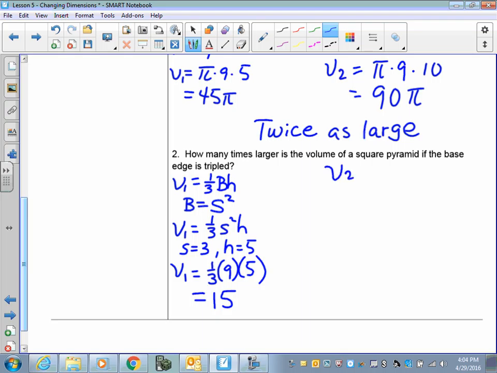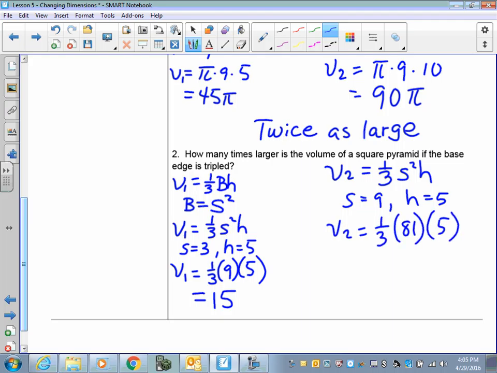All right, so let's look at the volume of this second pyramid. So once again, 1/3, and it's still a square pyramid, so I'm going to say the area of my base is s squared. All right, and what am I doing here? I'm letting the base edge be tripled. So that means my side length instead of being 3 is now going to be 9, and my height is still going to be 5. So let's plug that in here. We have 1/3 times 81 times 5.